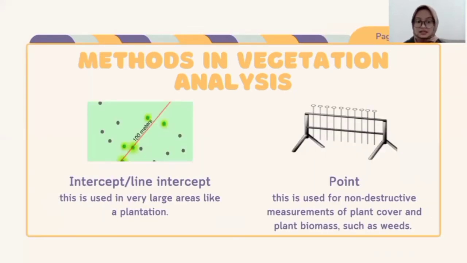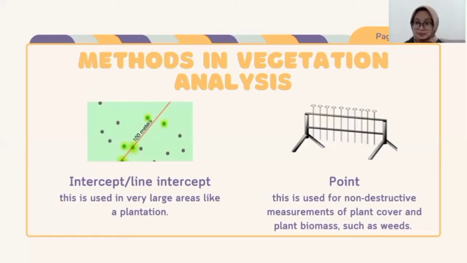Third is intercept methods, or line intercept methods. This method is used in very large areas like in a plantation. The materials commonly used to perform this method are an open reel measuring tape with a length of 25 meters, a pencil, a tally sheet, and a rope to indicate the lengths and areas.